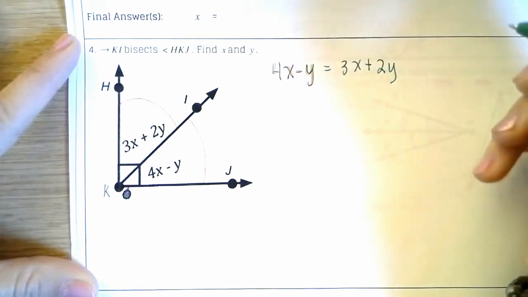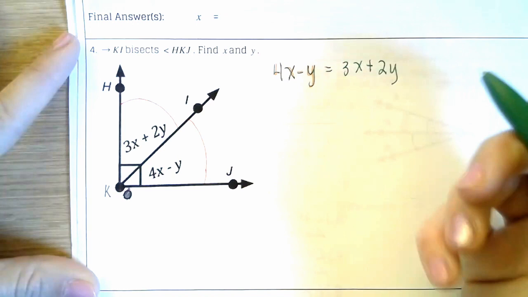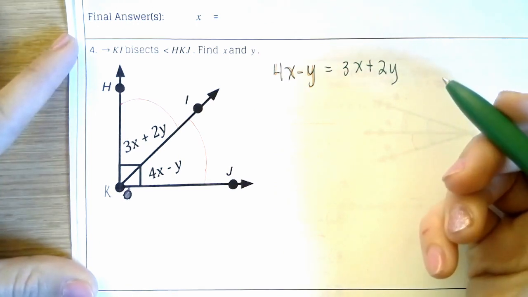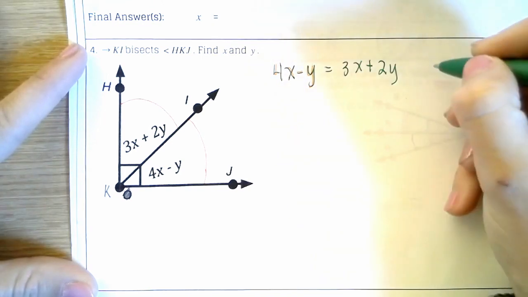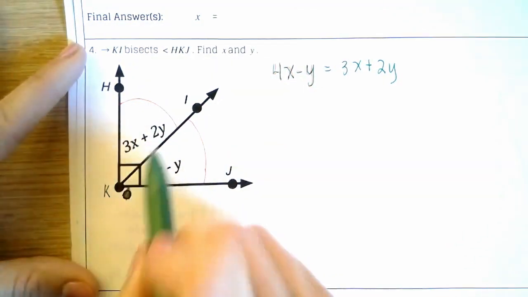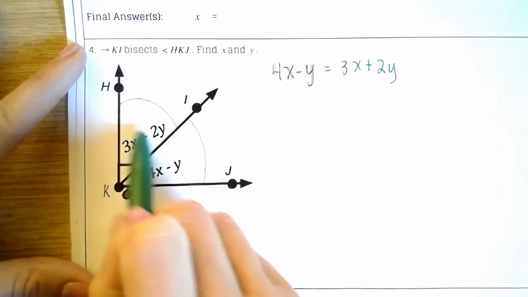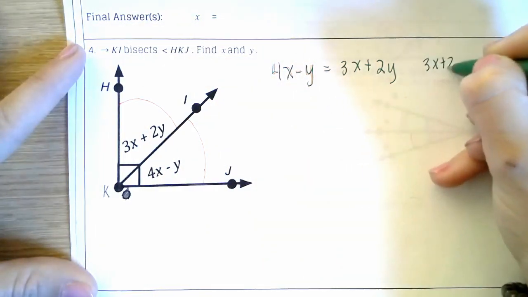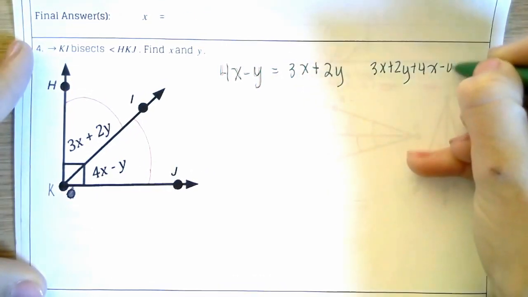Correct? Okay, then what is the other equation I could write based on the fact that they are 90 degrees? And can you tell me another word for angles that add to 90? Complementary. Good, they're complementary angles. You said x plus y equals 90. Well, they're not x and y, you have to use what they are. So this is this angle, and that's this angle. So 3x plus 2y plus 4x minus y, good, is 90.